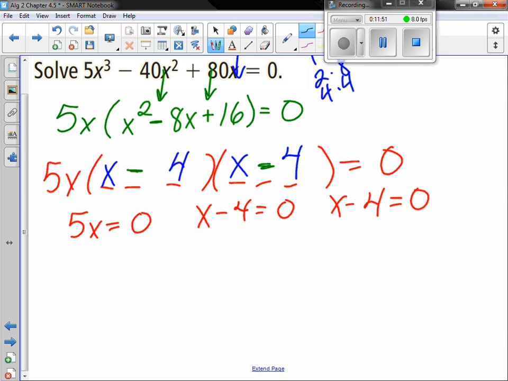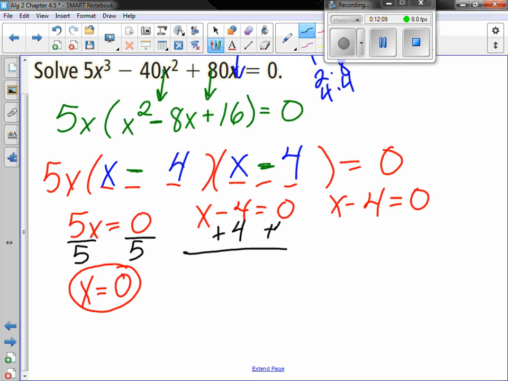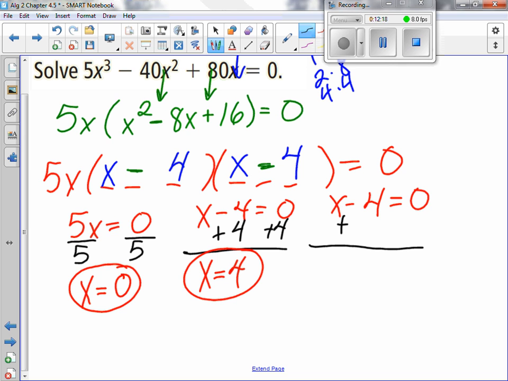Well, 5x equals 0. I would divide both sides by 5 to get x by itself. And it tells me what? X is equal to 0. What would we do for x plus 4 equals 0? We would add 4 to both sides. And I'd get x is equal to 4. And lastly, over here, we would again add 4 to both sides and get x is equal to 4.